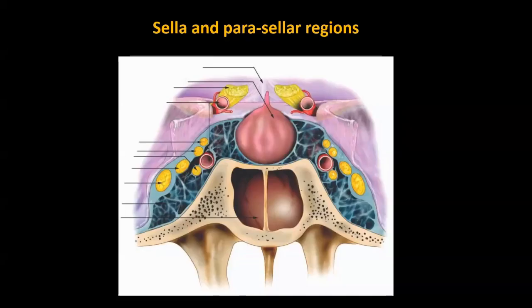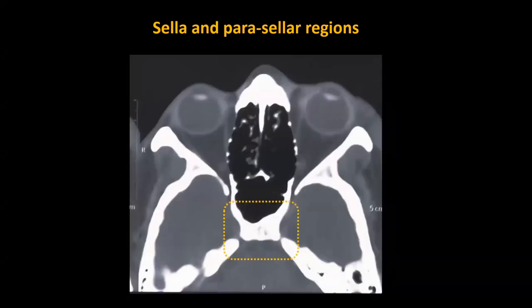Sellar and parasellar region. The important structures here are the optic chiasma, pituitary gland, and cavernous sinus. The cavernous sinus lies behind the orbital apex and is better visualized with contrast enhancement. On axial cuts, the lateral border of the normal cavernous sinus should be straight or laterally concave. Convexity of the lateral border indicates an enlarged sinus.